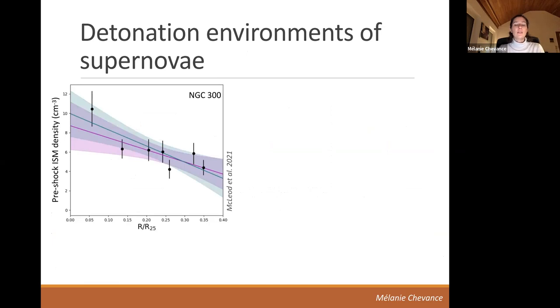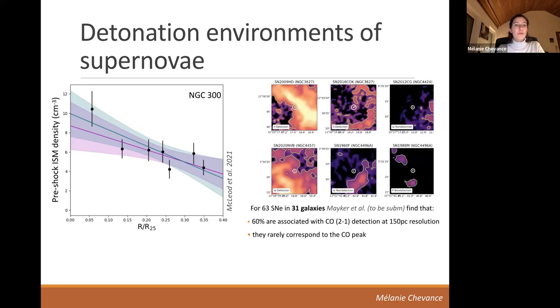Now that we have looked at the early feedback mechanisms, what does it mean for supernovae, for the environment in which supernovae explode? You can look in NGC 300, where Anna McLeod in 2001 has looked at the pre-shock ISM density in which supernovae explode, and sees that it's only a few particles per cubic centimeter. So this is consistent with what we see: the medium before the supernovae explode has already been pre-processed by winds and photoionization.